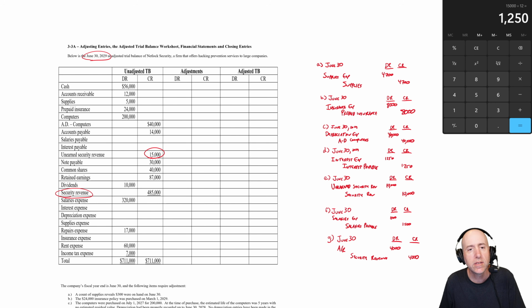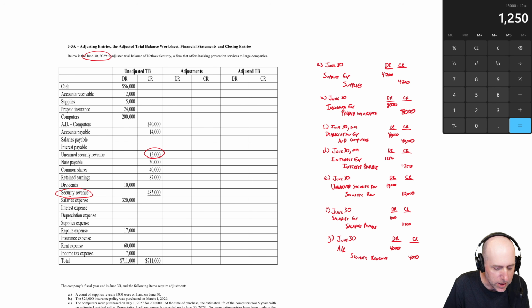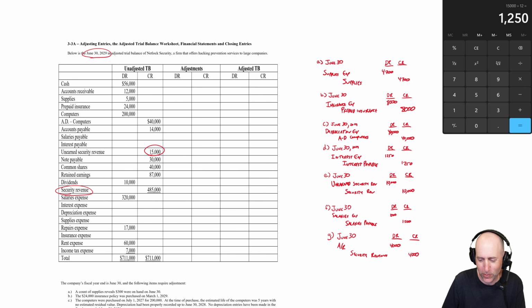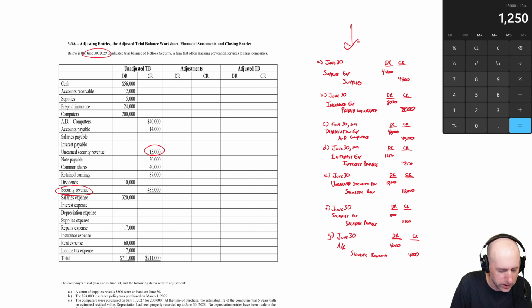All right, we are continuing our work on problem 3.3a. We've done part 1, part A, which is to record the adjusting journal entries, and I've summarized them here. The next step says, now use those adjusting journal entries to complete the adjusted trial balance worksheet to prepare an adjusted trial balance, which we'll do in this table. Again, you can download the problem at tonybell.com and have a copy of the table for yourself.